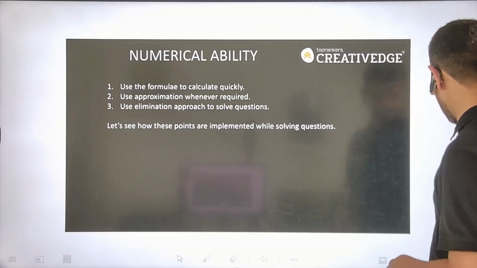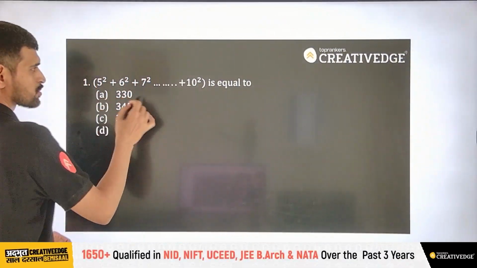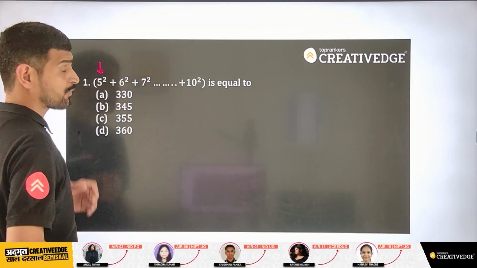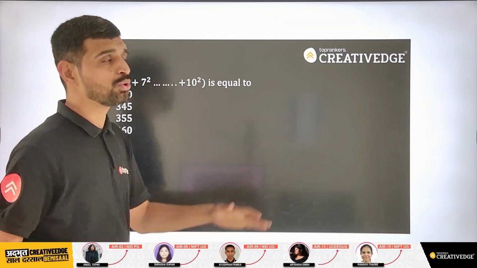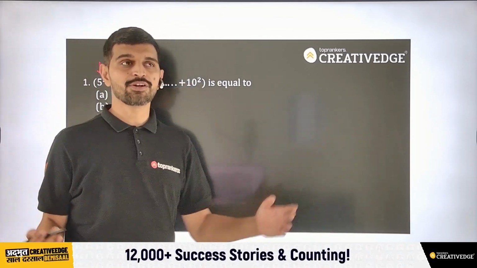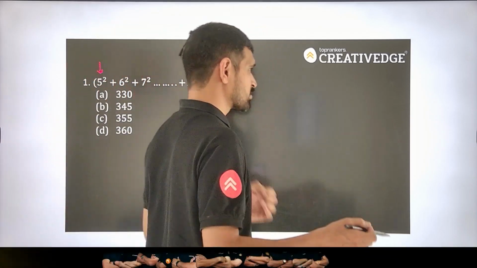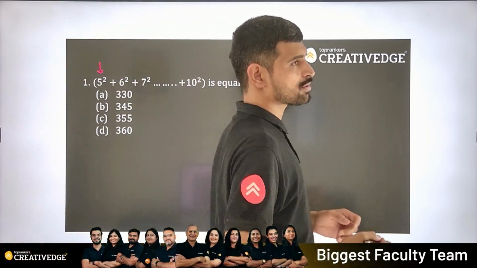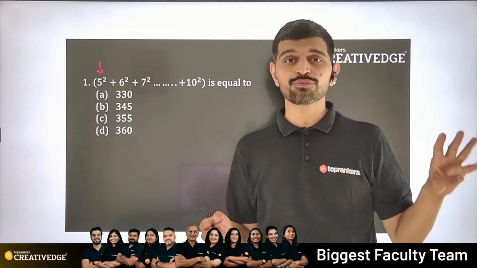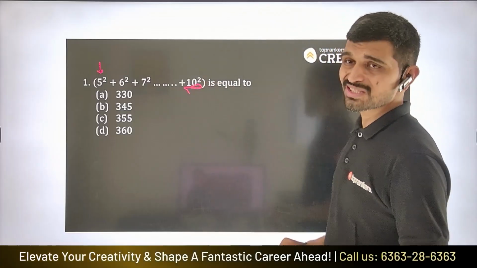How can we do that? Let's understand with three examples. So here is the first case. Squares. You need to find out the sum of these squares from 5 square, 6 square, 7 square up to 10 square. So how can we do that? One way to look at it is the conventional approach, but the other way could be the formula that we discussed earlier, sum of squares of first n natural numbers. But sir, we don't have 1, 2, 3, 4 here.